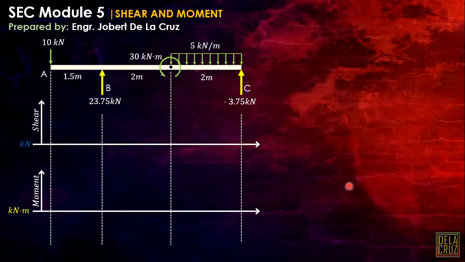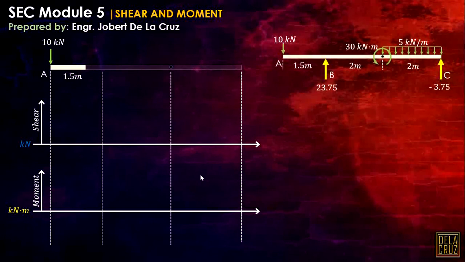Okay. So, we will do here the equation method and the area method simultaneously. In the equation method, we cut it segment per segment where there is an abrupt change in load. So let's start with segment AB. Of course, there is shear and moment there, considering this distance x, variable x.